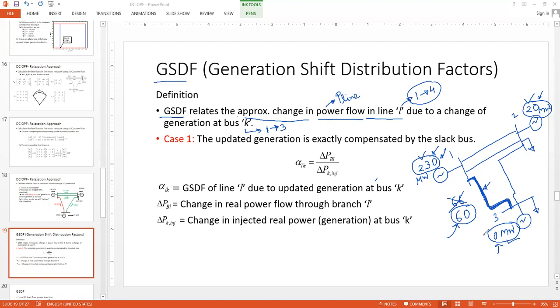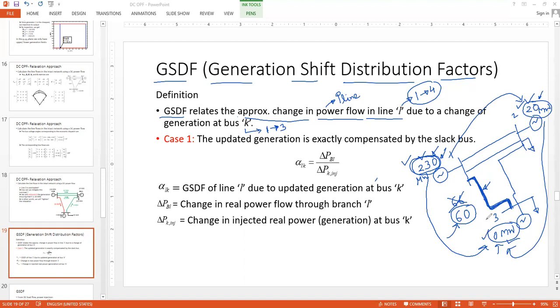This relationship is captured by GSDF, the generation shift distribution factor. In a sense, we are shifting some of the generation from this bus to another bus, or from this to that bus. So I'm trying to shift the generation from the current injection. Current generation is 230 here at generation point bus number 1. Here it is 20, here it is 0. I have to update the generations so that I can rectify the line flow limit violation.